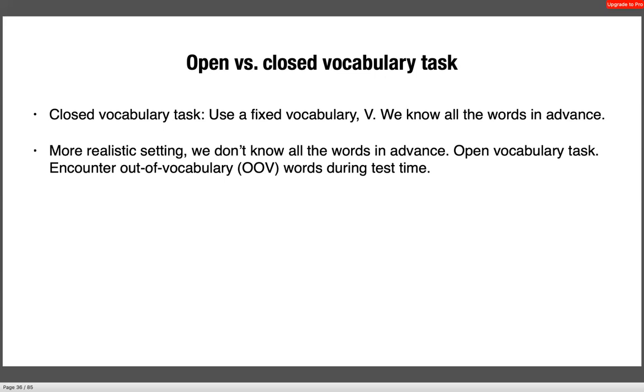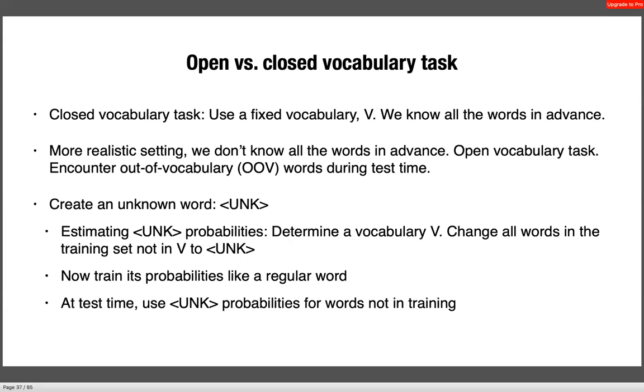If you're working with what is called a closed vocabulary task, the assumption is that you have a fixed vocabulary and that you know all the words in advance. But the more realistic setting is that you don't know the words in advance. This is what is referred to as the open vocabulary task, and you're bound to encounter out of vocabulary words during test time. OOV is short for out of vocabulary words.